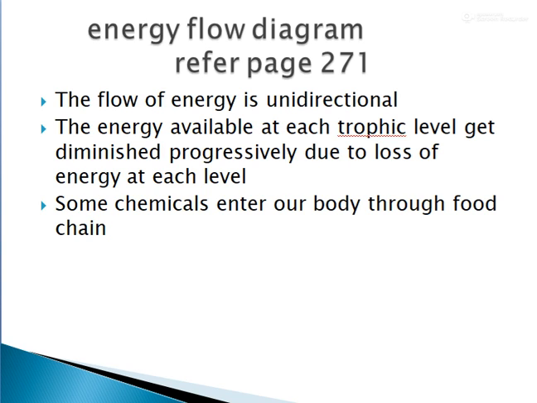Some chemicals enter our body through the food chain. That means suppose you are doing some gardening, and if you have used some chemicals in the garden, those chemicals will enter the fruit, and if that fruit is eaten by you and me, the chemicals get accumulated in our body, and that is how chemicals enter our body through the food chain. Hope you got it.